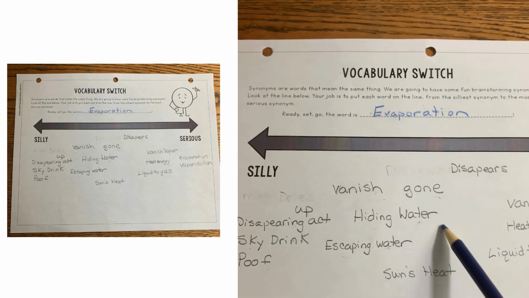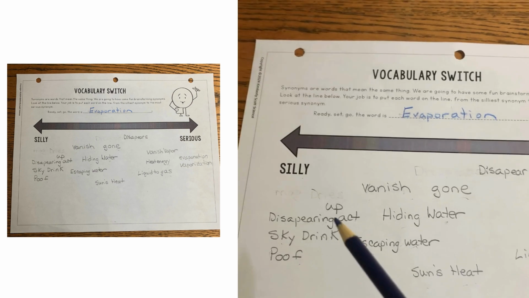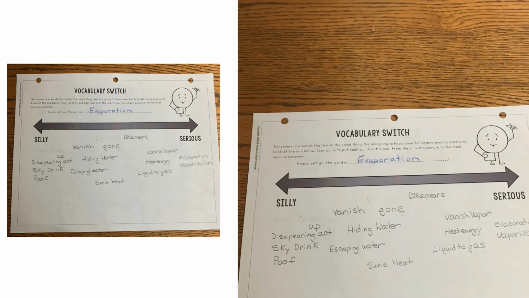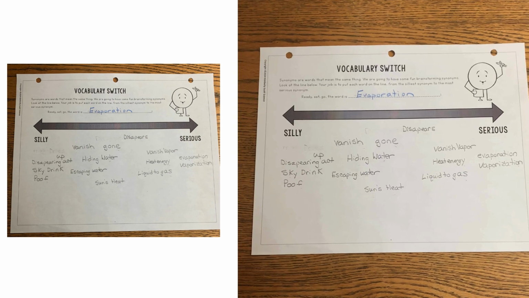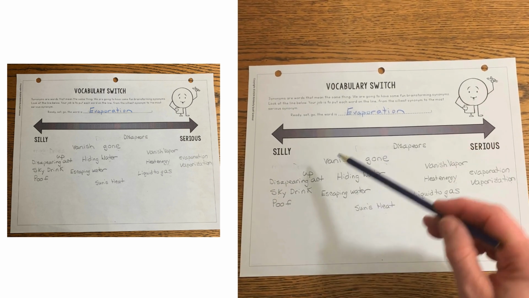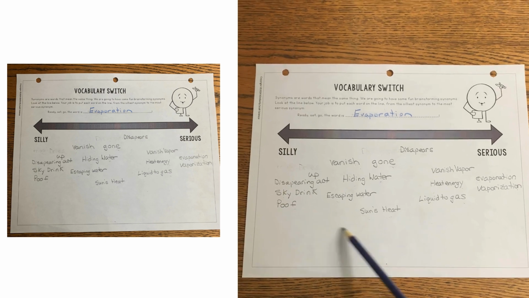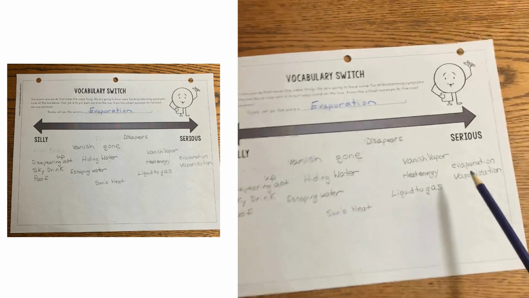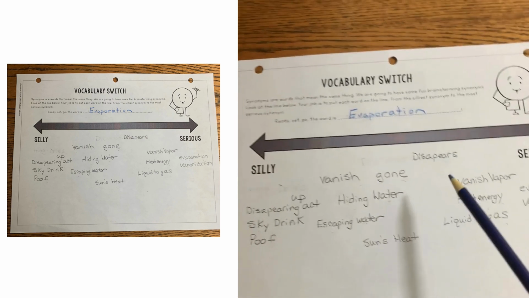So here you'll see we have evaporation. Silly words would be things like disappearing act, sky drink, poof. So a real good play on words. Serious words would be evaporation, vaporization, vanish, vapor. And you can see words that are more in the middle, not serious, not silly: hiding water, gone, disappears, sun's heat, liquid to gas. So it's just a kind of fun little play with words. And they can use more than one word, like a phrase as well, to describe it. Works great for whole class or groups.